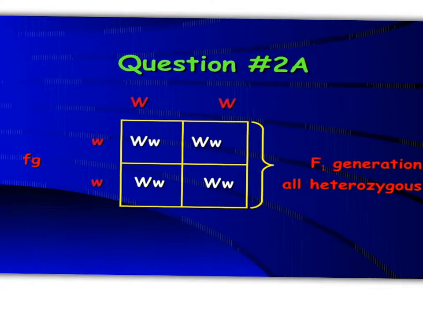And so here we have the results. You'll notice that looking at this, we have all heterozygous, big W, little w. We call those offspring our F1, or our first generation. Now sometimes a genetics problem will ask us to take two of our F1 generation and cross them to get the next generation. That generation is known as the F2.